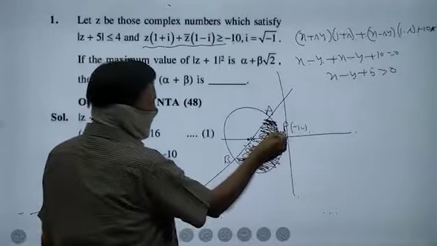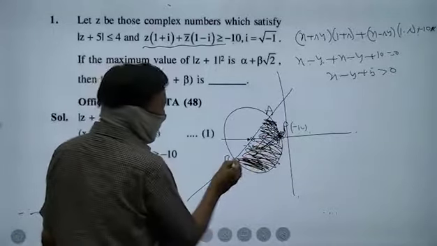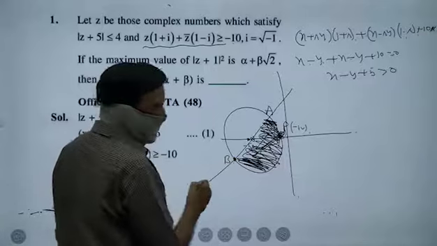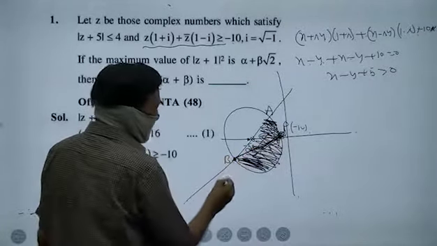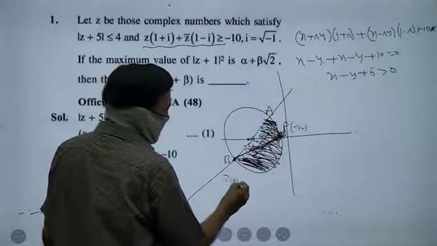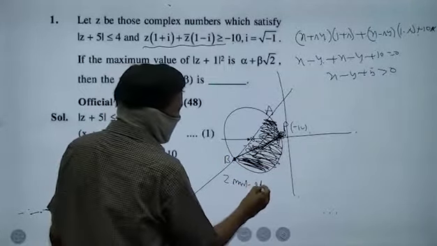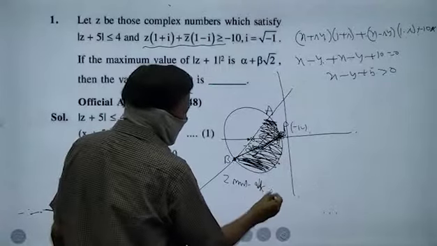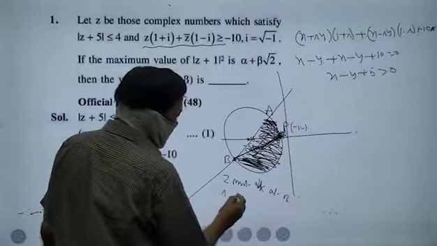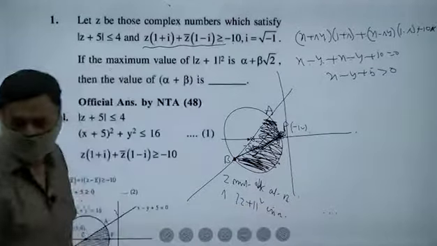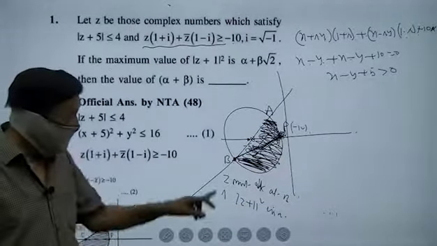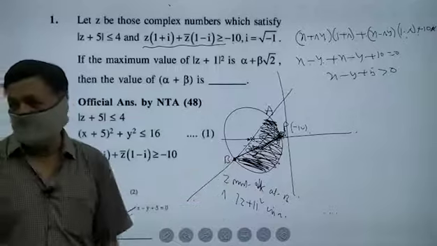So when is PZ square maximum? Provided z is at B. So when z is at B, PZ square is what? Maximum. Z must be at B, so that |z+1| whole square is what? Maximum. Where is B? B is in the third quadrant.